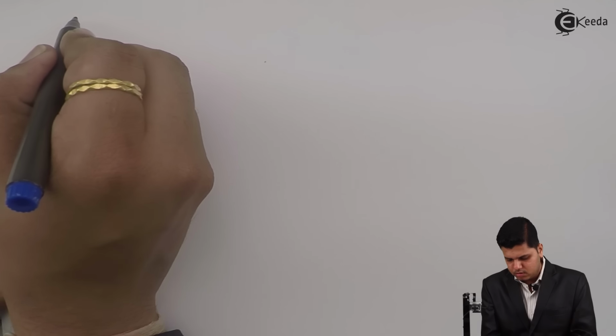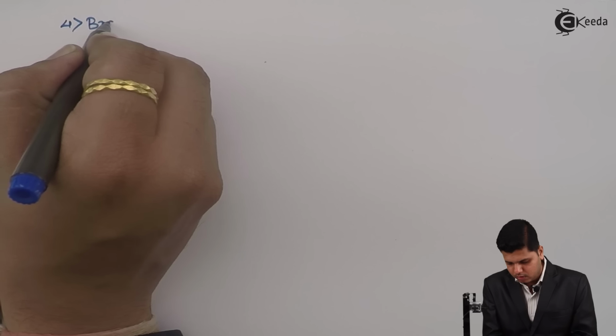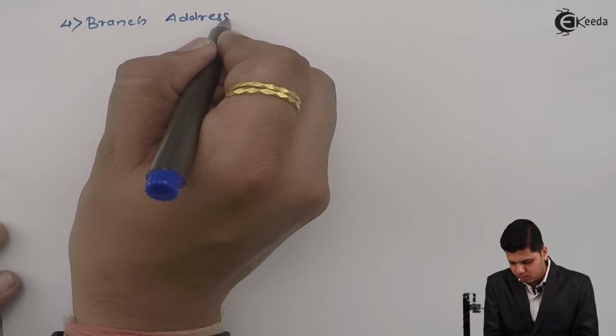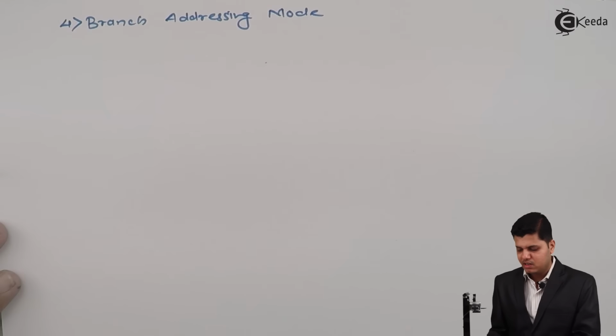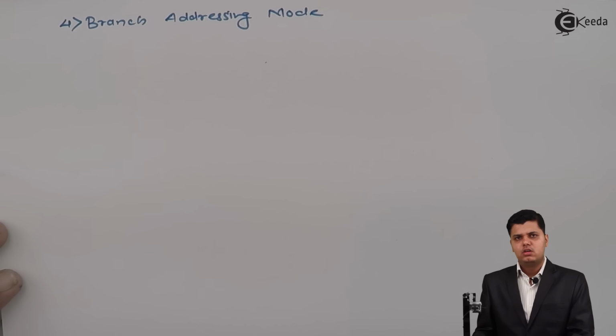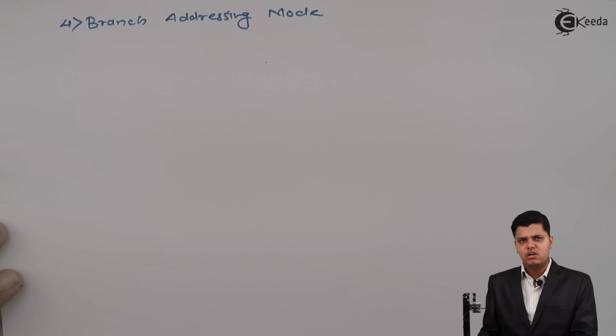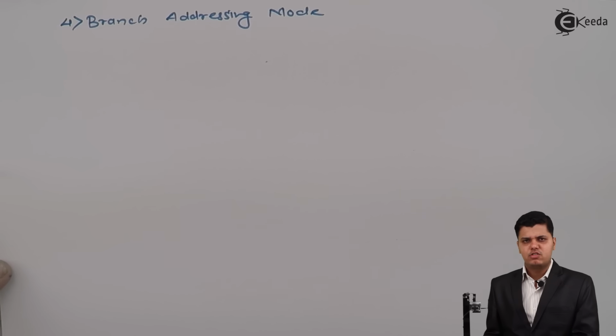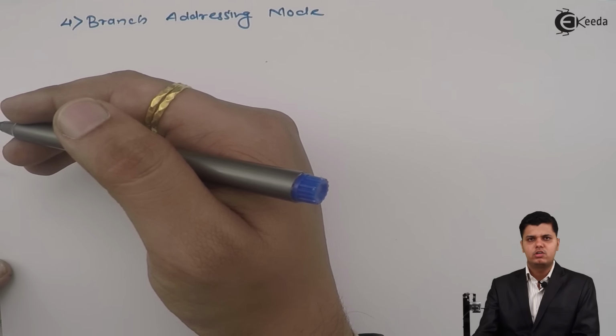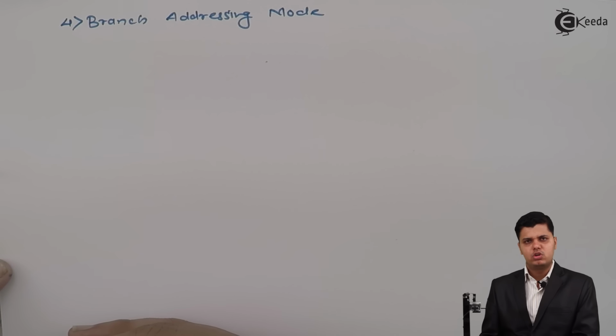Next addressing mode is branch addressing mode. Basically, branch addressing mode deals with the different types of instructions which are used for changing the sequence of the program. Most programs are written sequentially, but some programs need to change the sequence. So let's say from location 1000H we need to change to location 2000H. For that purpose, an instruction named jump is used. So that comes under the branch addressing mode.